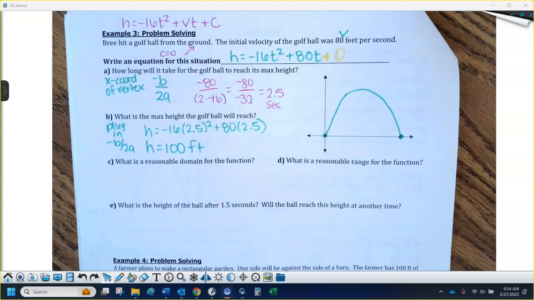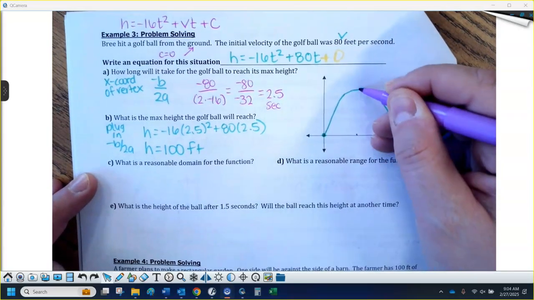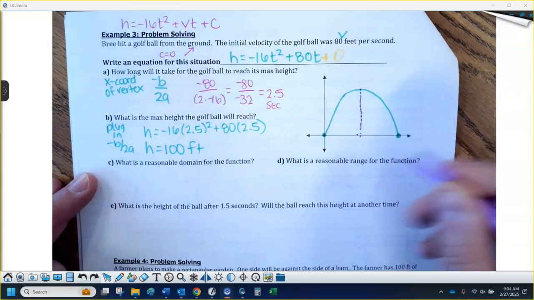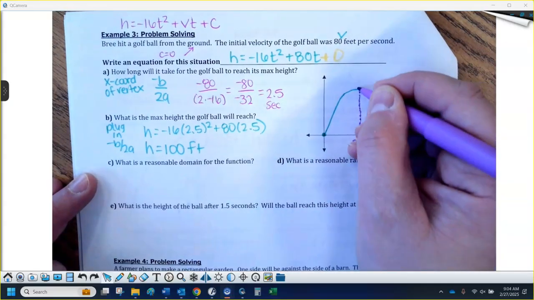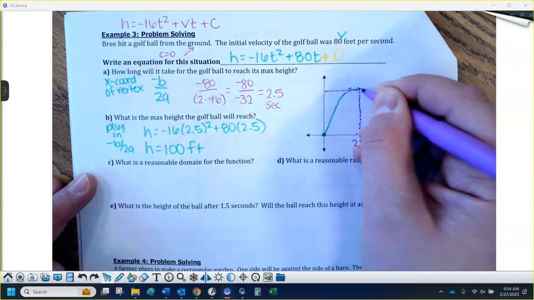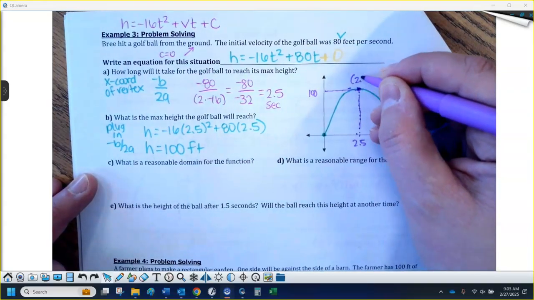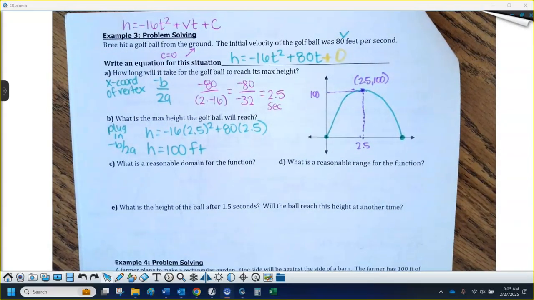So that's 100 feet. If I want to come to the graph, we can draw on this a little bit. I'm going to try my best to go right in the middle because this should be the vertex. I did not do a good job drawing that. All right, so this would be 2.5 seconds. And then up here, this would be 100 feet. So I'm going over 2.5, up 100. That would be the vertex of the parabola.